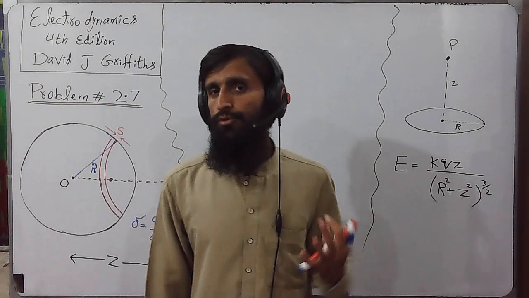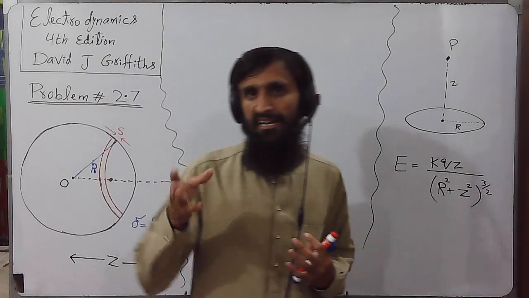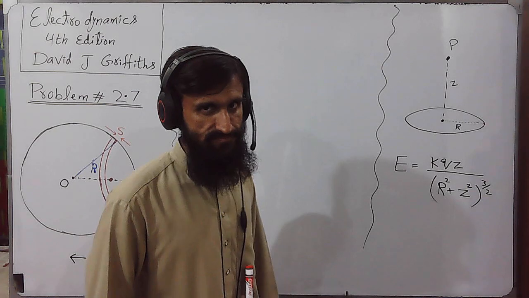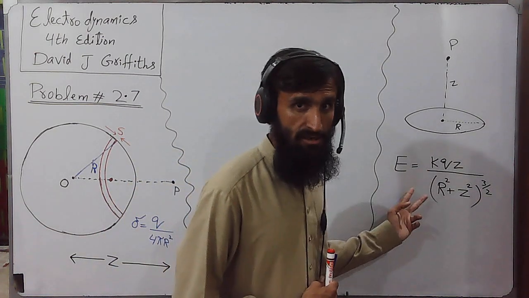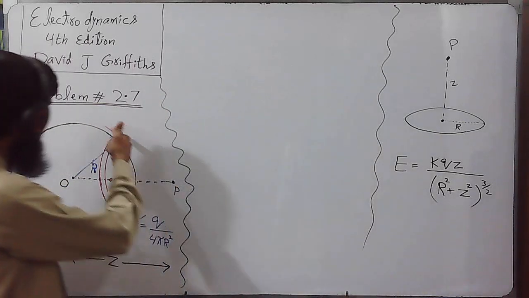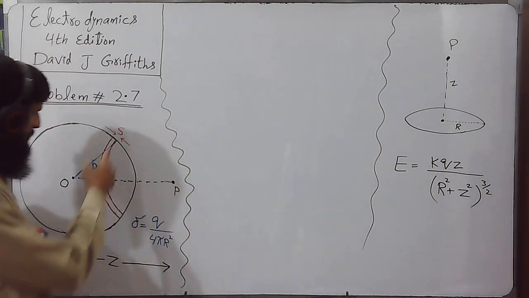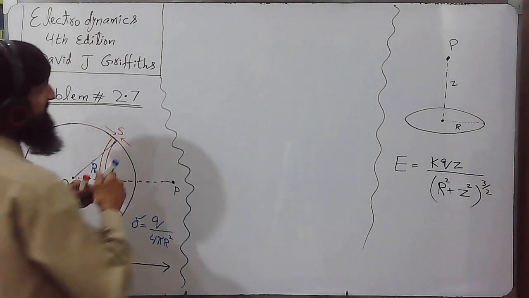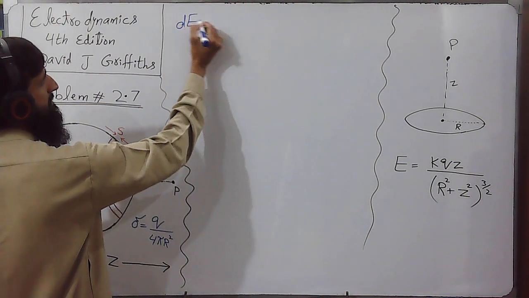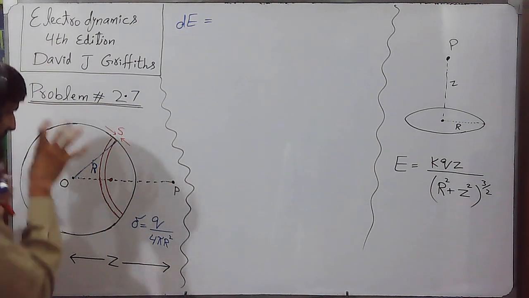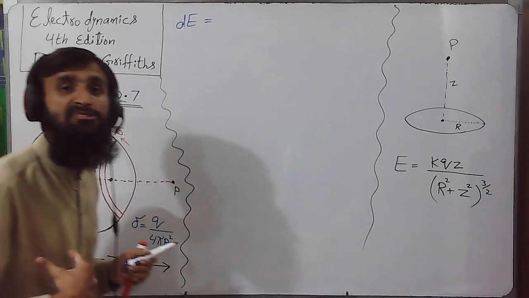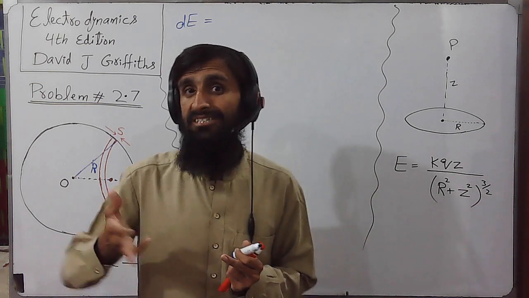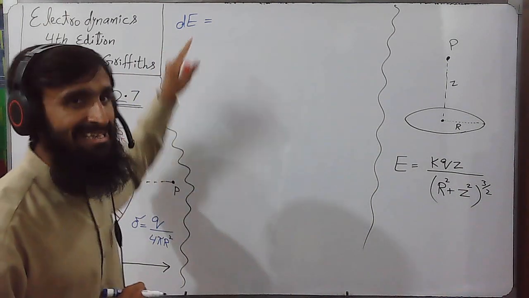Now, in our problem number 2.5, we derived an expression of electric field due to a loop, and that expression came out to be this. Now, we will modify this expression of electric field to get the electric field due to this loop at this point P. The electric field of this loop will be denoted by dE, because in this case this loop is behaving like a charge element, and the field produced by a charge element is always denoted by dE.